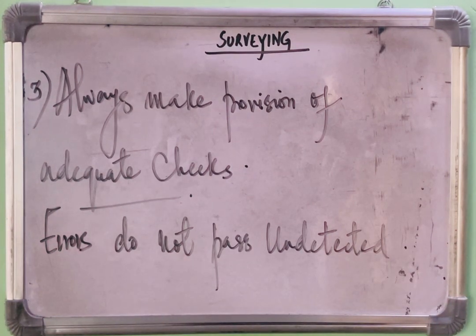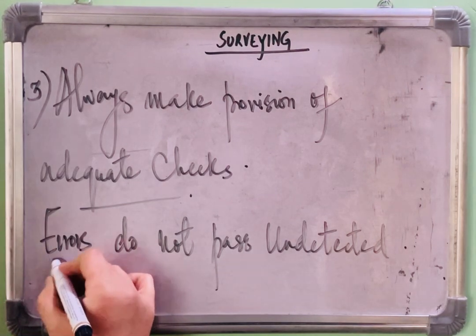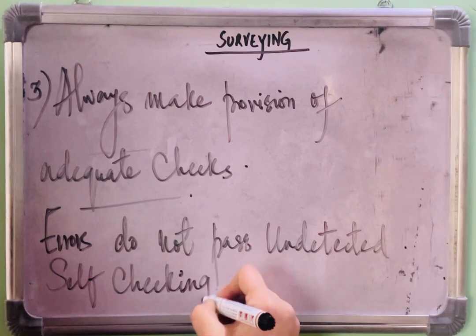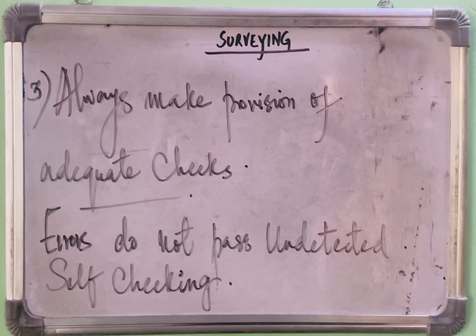And as far as possible, the survey work should be self-checking. Survey work should be self-checking, and we must conduct a survey in such a manner that errors do not pass undetected. That is, we must always make provision of adequate checks.